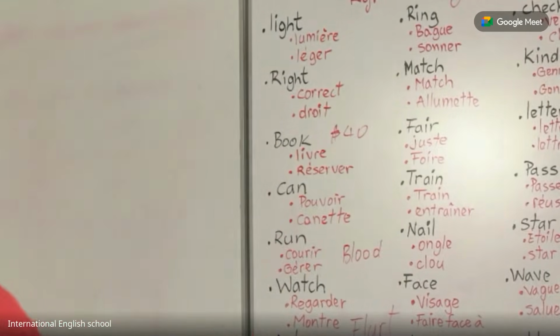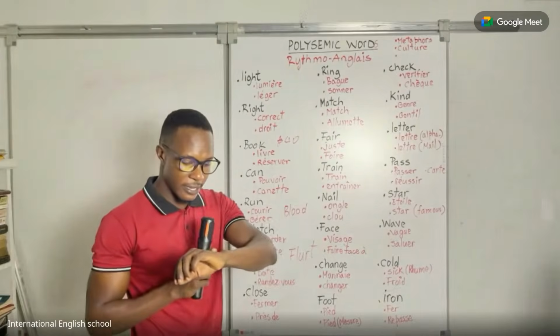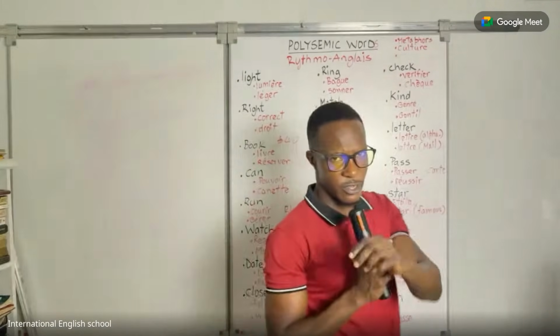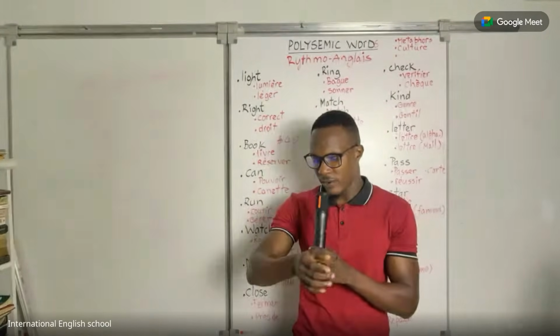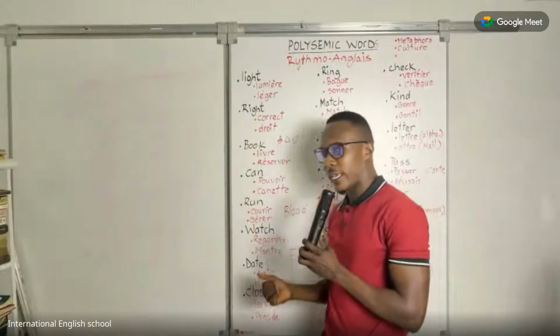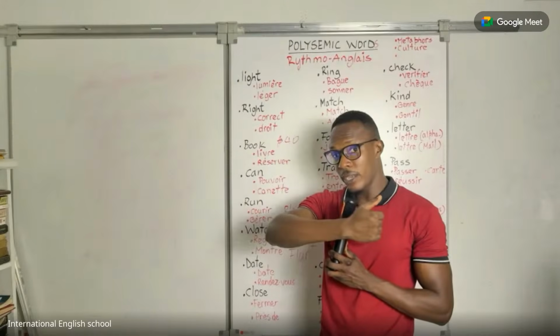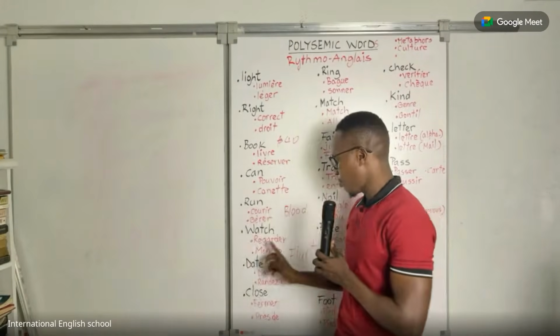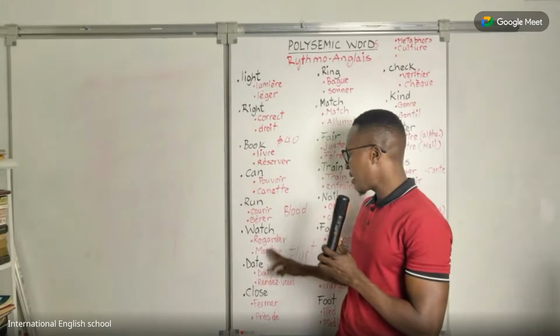So you say polysemic words. Okay, so watch as the accessory that we use on our arm, on our hand. So you say actually watch, okay? I am wearing a watch. Je porte une montre. So you say watch, same thing, okay? Regardez montre.